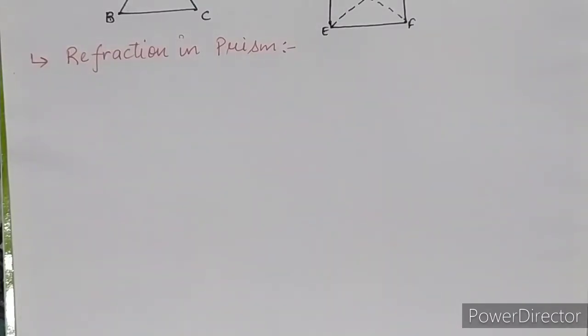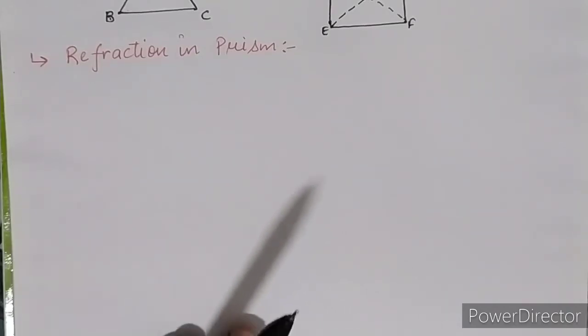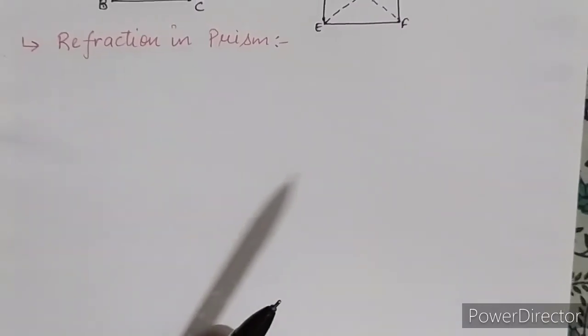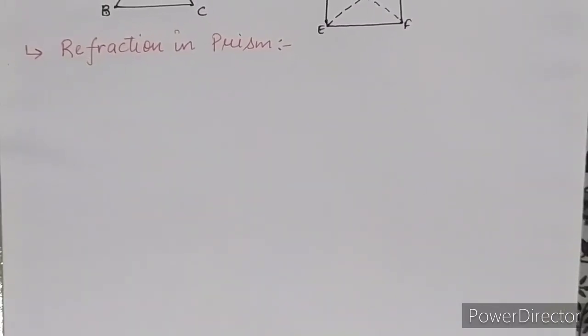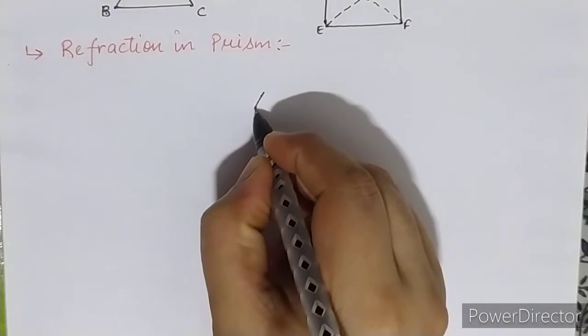Okay, clear? So I am drawing the diagram, and the diagram is very easy, not a hard diagram, beta. So how is the diagram drawn? First of all I have to draw a prism.